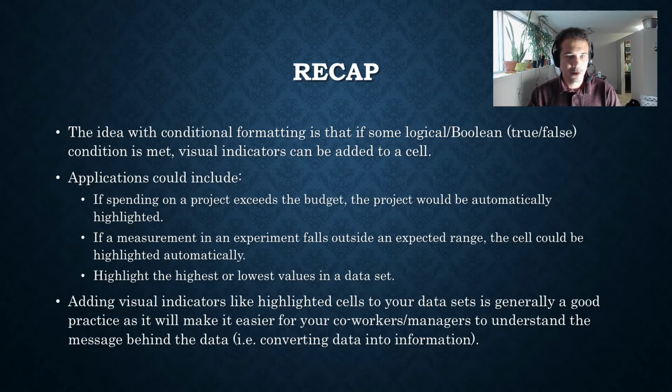You could use this for experimental data maybe. If some data falls out of an expected range, you could change the color of the cell. Or you could also use those top and bottom rules that we were talking about earlier, so you could highlight the highest or lowest values in a data set.